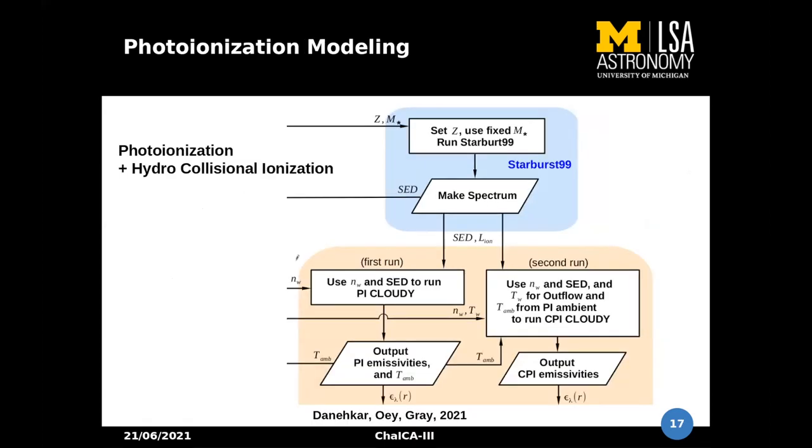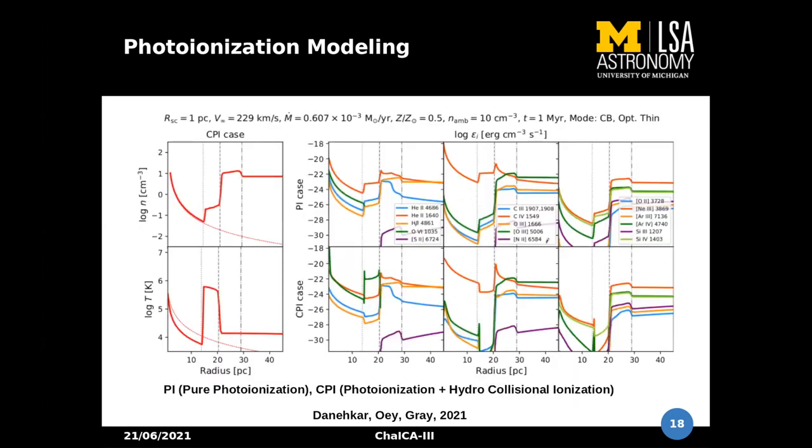And we use this density and temperature, which are produced by hydrodynamic simulation, to run Cloudy models. We run two Cloudy models. One, we use only density and temperature calculated by Cloudy, but the second one, we use both density and temperature, which are calculated by our model in FLASH. So here you see two different models, one of them CP, another one CPI. CP is pure photoionization, CPI is photoionization plus hydrodynamic collisional ionizations.